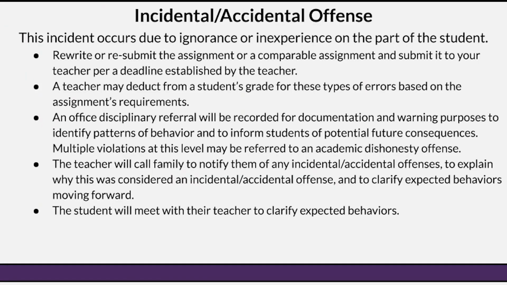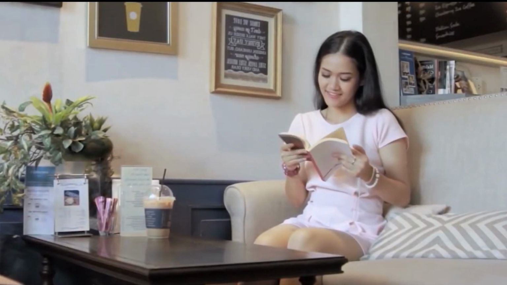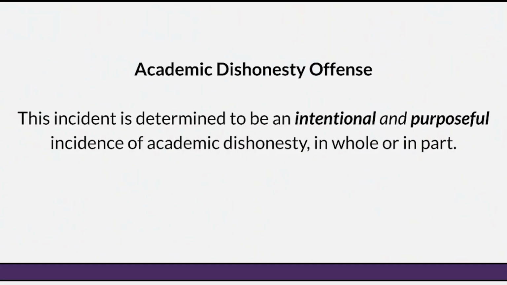Multiple violations at this level may be referred to an academic dishonesty offense. The teacher will call family to notify them of any incidental, accidental offenses, to explain why this was considered an incidental, accidental offense, and to clarify expected behaviors moving forward. The student will meet with the teacher to clarify expected behaviors. Academic dishonesty offense.